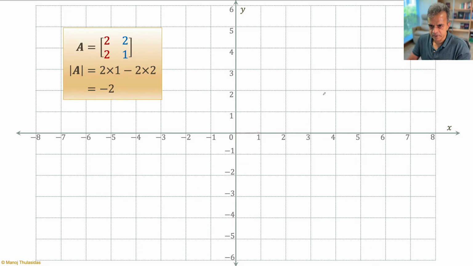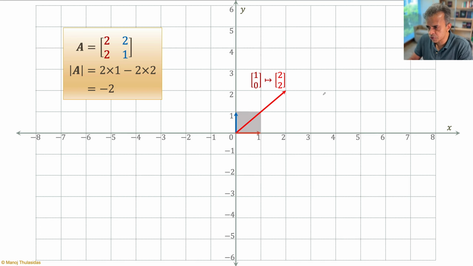Now one more example. I have 2, 2 and 2, 1 as the columns of A, and my red unit vector goes to the bright red vector 2, 2. My blue unit vector goes to bright blue vector 2, 1.